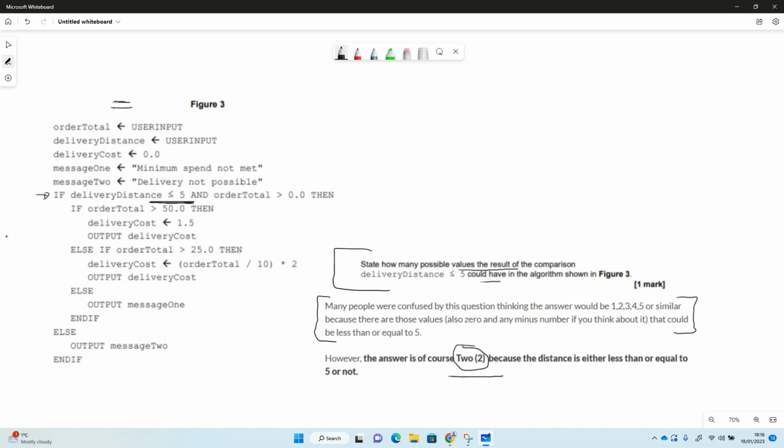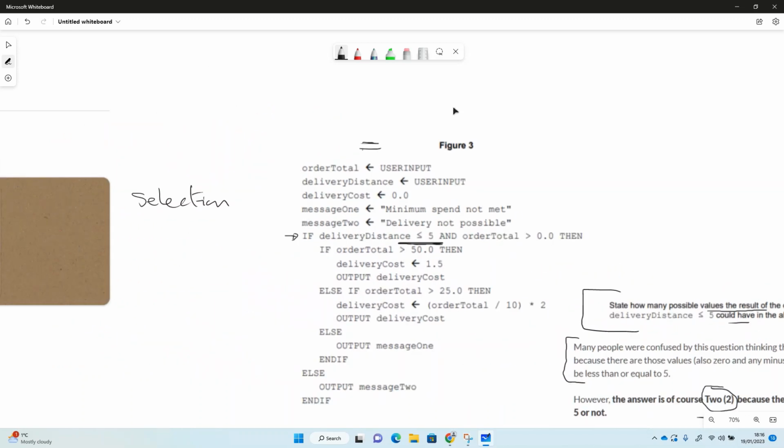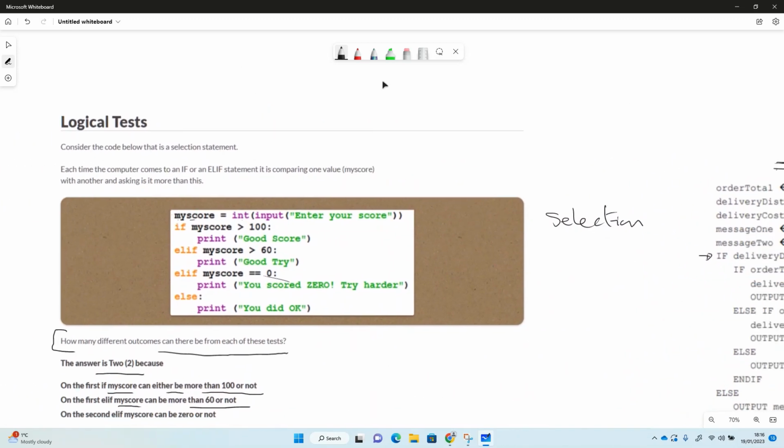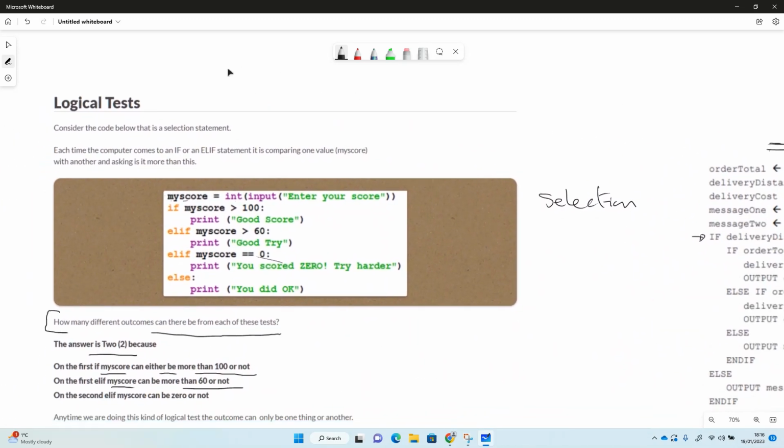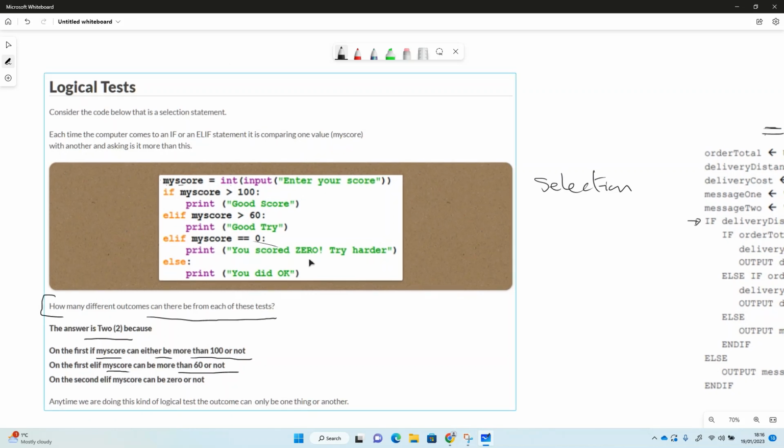So that is the idea of logical tests. So if you come across that in the exam and they're asking you how many outcomes from a logical test like any of these, it's going to be 2.